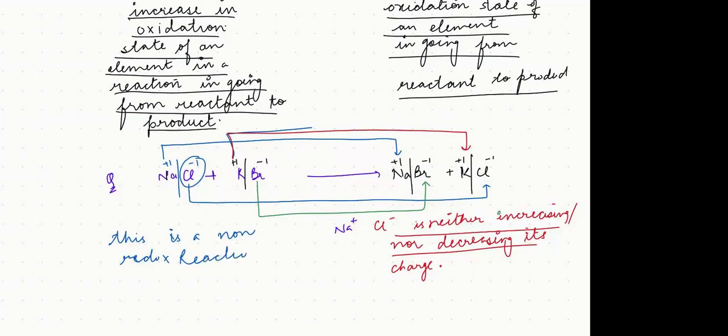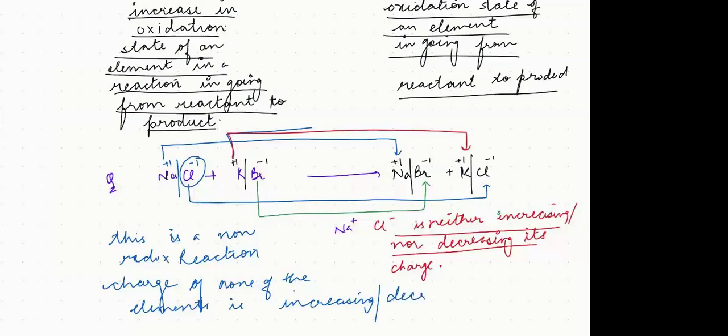Why? Because the charge of none of the elements is increasing or decreasing. You understand? So what do we say? That this is not a redox reaction.